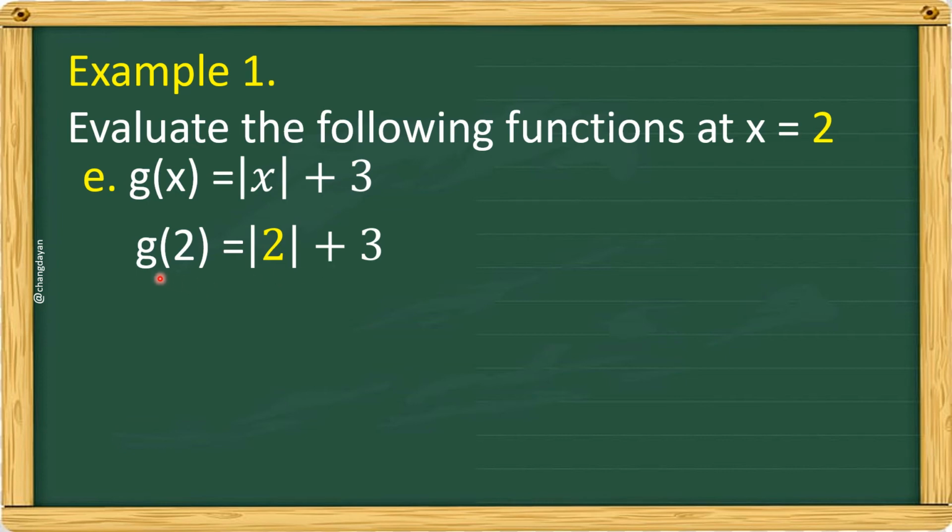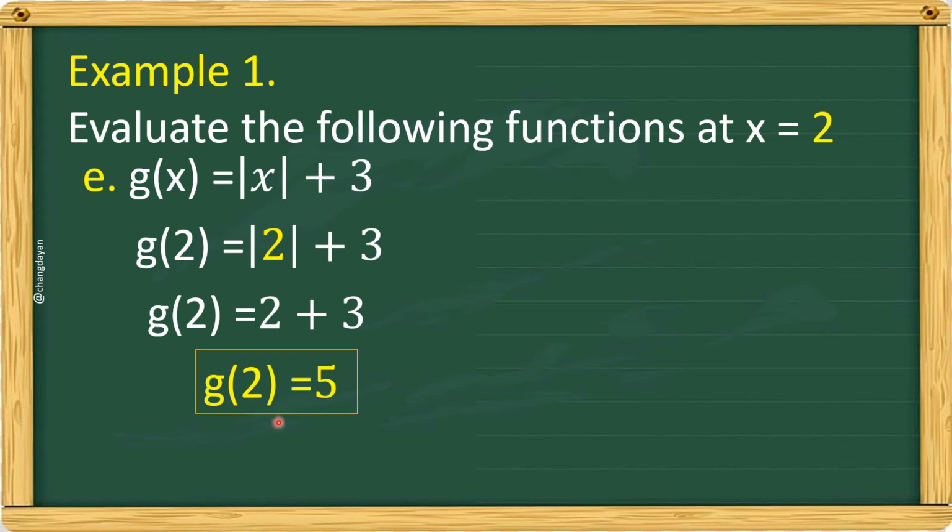So you have g of 2 is equal to 2 plus 3. Absolute value of 2 is positive 2. Therefore, our final answer is 5. Now, let's move on to the next example.